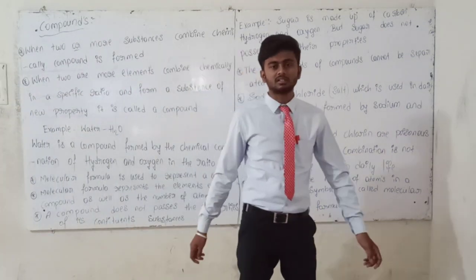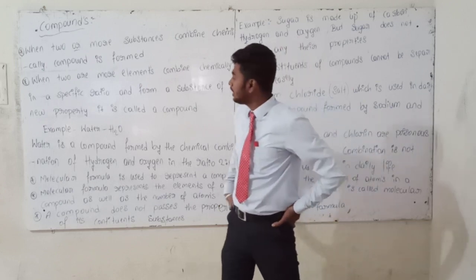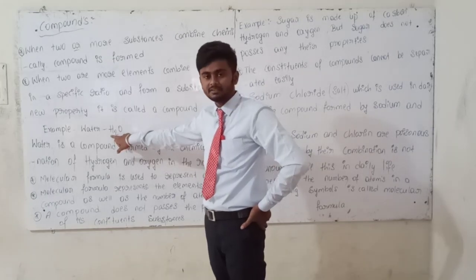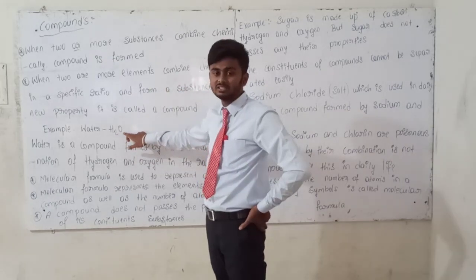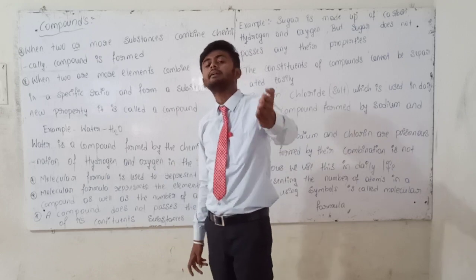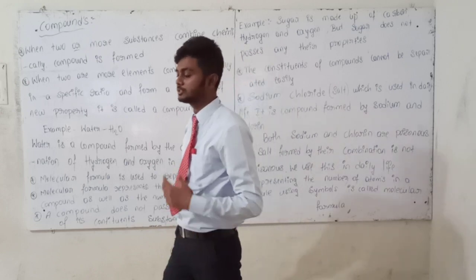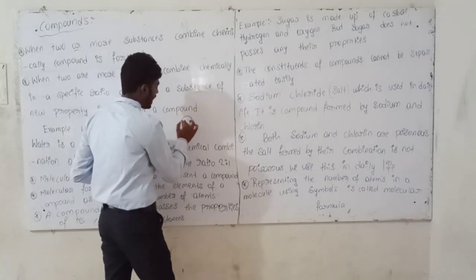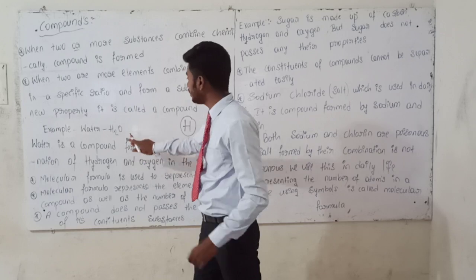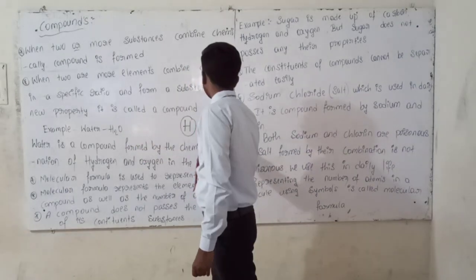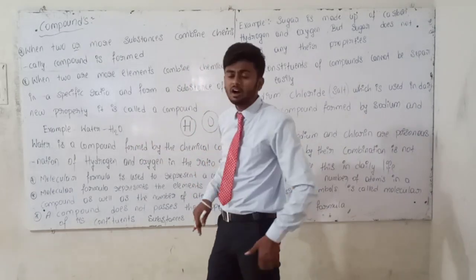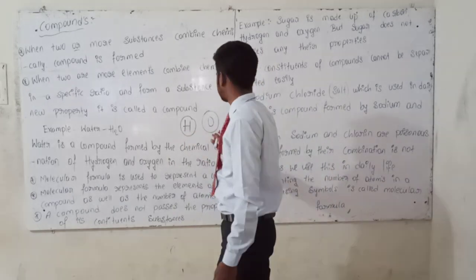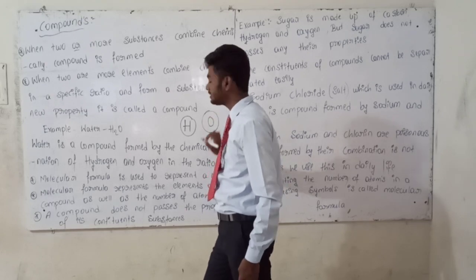Now, some examples. I told you two or more elements. You can see H is one element and O is one element. What do you mean by H? It means hydrogen. And O means oxygen. Hydrogen is one element, oxygen is one element. Yes or no?